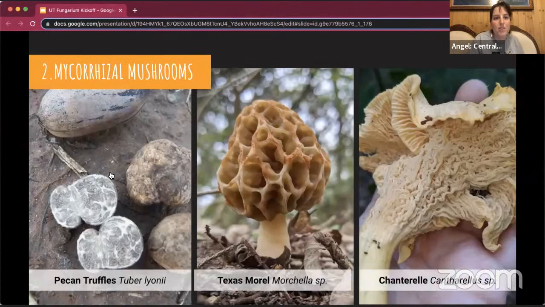And so the second division is the mycorrhizal, which means related to the roots. This division of fungi forms beneficial relationships with the trees and plants. There's endo and ectomycorrhizal fungi. This is a very exciting mushroom to study, and it requires a lot more rain. Usually we don't see these until we get a good amount of rain. So morels, for example, chanterelles, different types of truffles. Got the pecan truffle here.